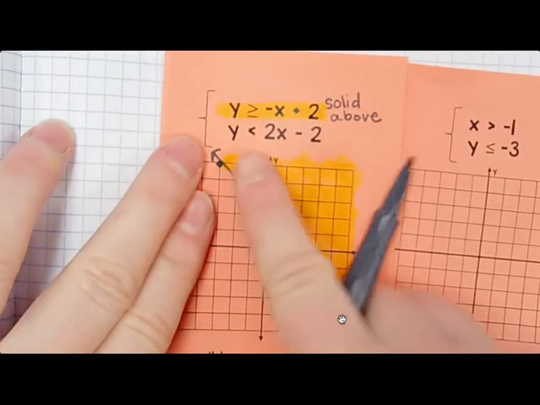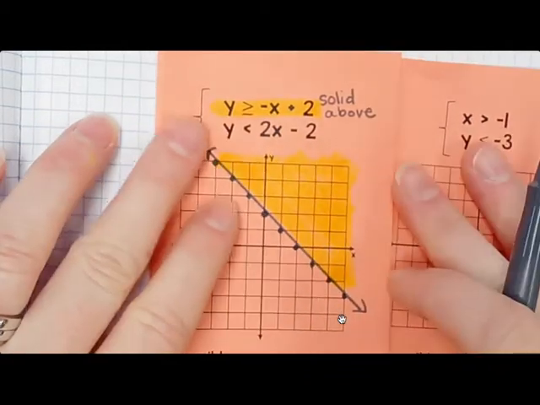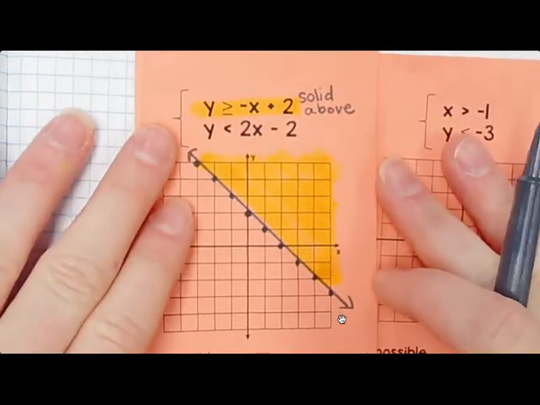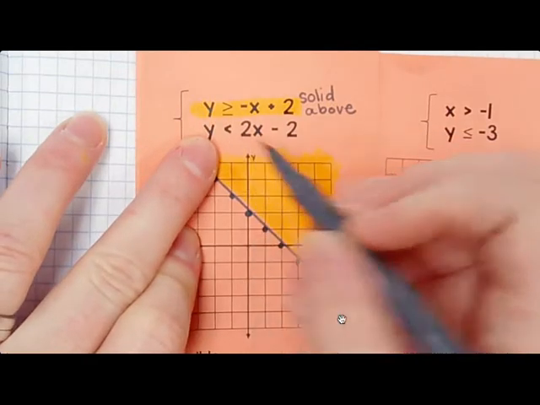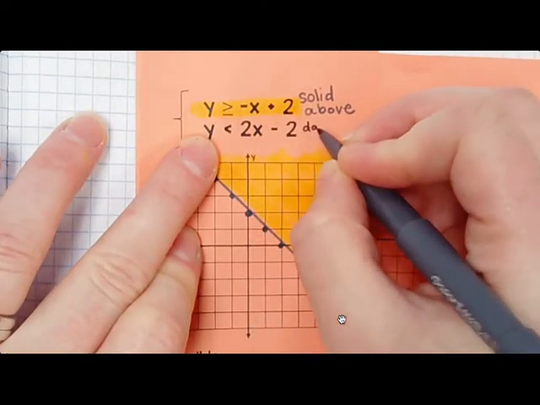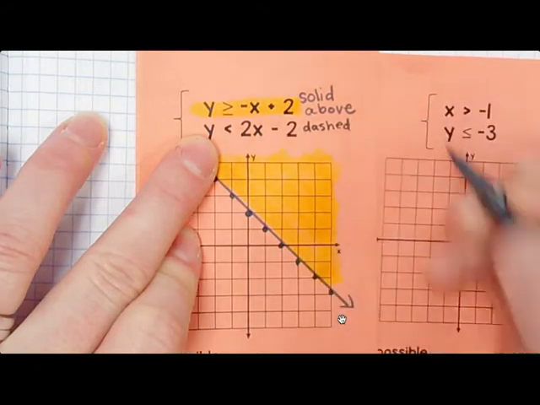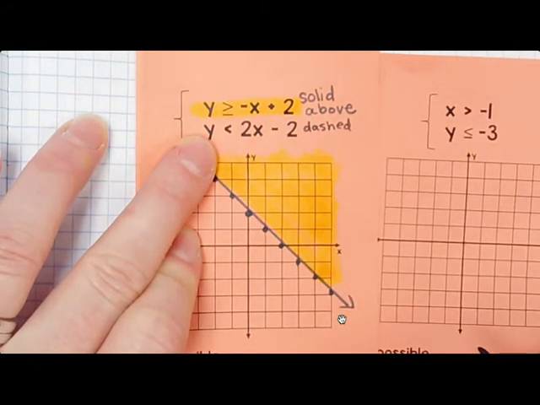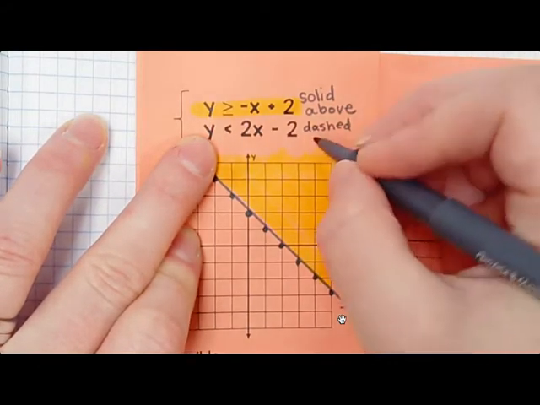Okay, so let's look at the other one. Y is less than 2x minus 2. So it's just less than, so we know it's going to be dashed. And less than is going to be below.